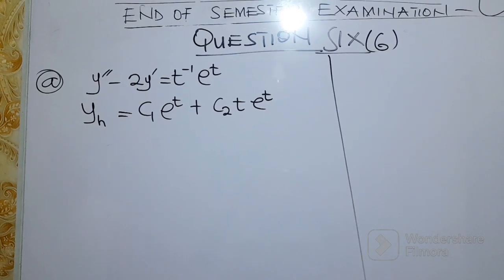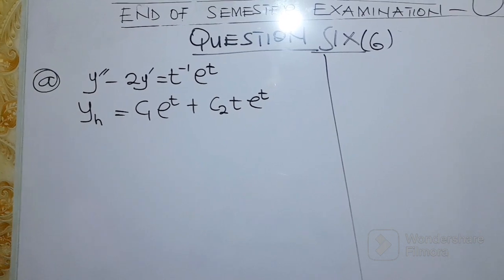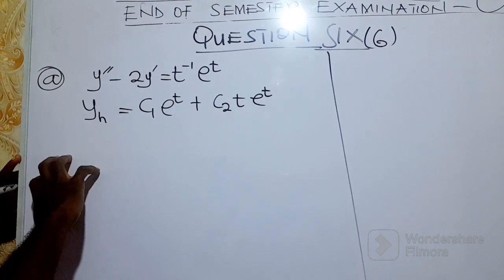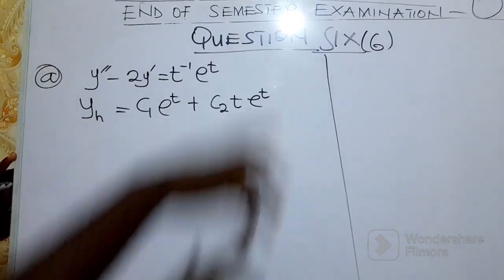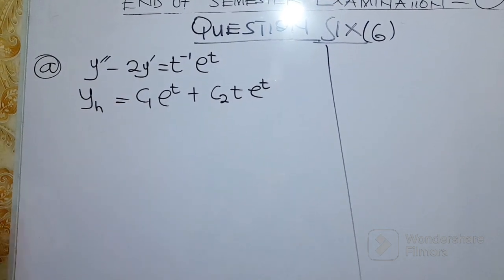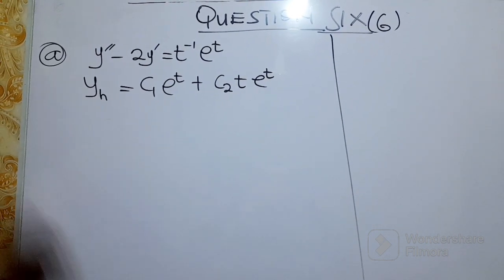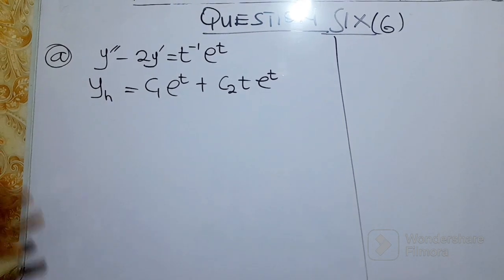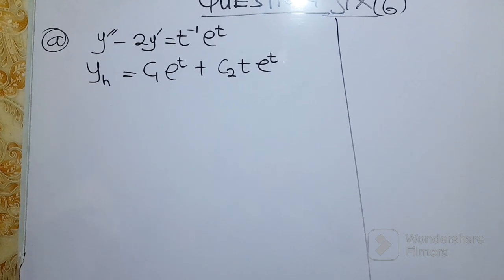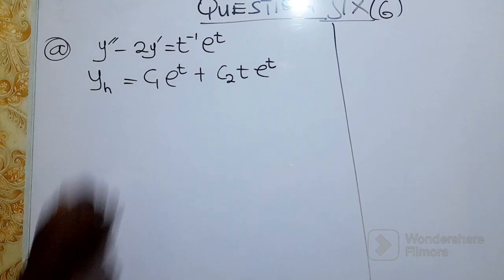So anytime we are faced with a non-homogeneous second order ordinary differential equation, two things come to mind. We must solve the homogeneous side, then after that we find the solution to the non-homogeneous side. Fortunately for us, the solution to the homogeneous side has been provided. So ours is to find the solution to the non-homogeneous side. And to solve that, there are a lot of methods we can use: the method of undetermined coefficients, variation of parameters, then the D operator method. In this, I'm going to use the method of variation of parameters.